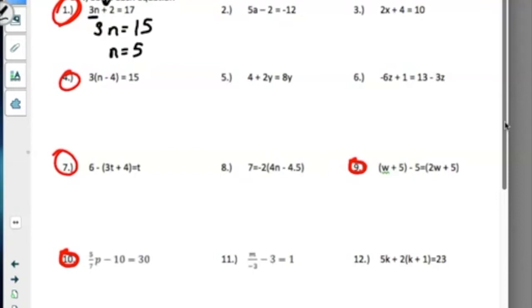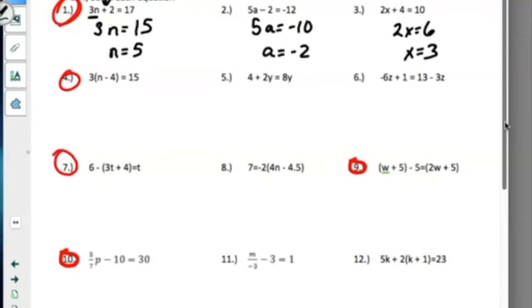In problem 2, I'm going to add 2 to both sides. Okay, 5a is equal to 2 plus negative 12, so it's negative 10. I'm going to divide by 5 and find that a is equal to negative 2. Now, in 3, doing the same thing, I am looking at each step, and after I do one step, I'm going to show you the result. So I'm going to subtract 4, and I have 2x, so 10 minus 4 is 6. And I divide by 2, and it's x equals 3.